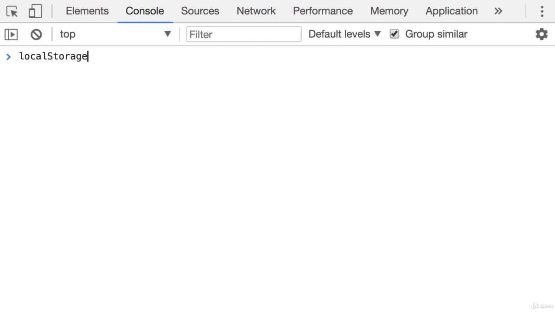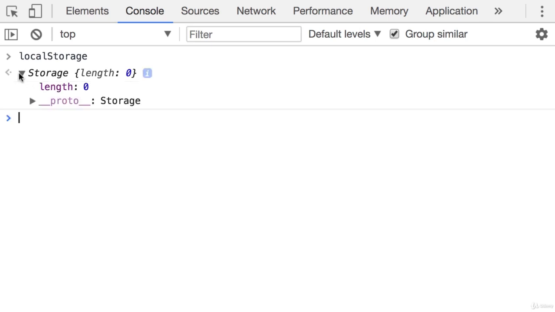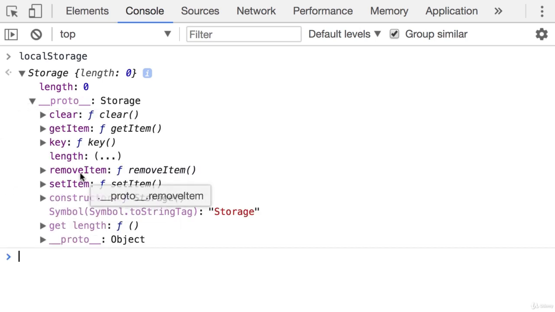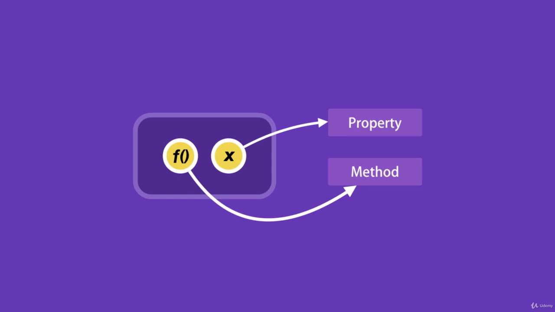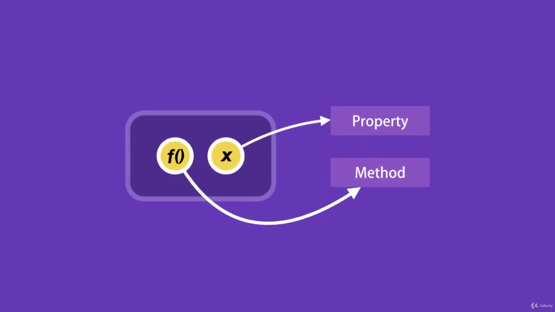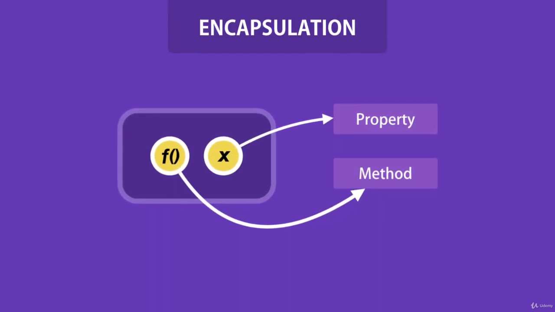Now you might say, but Mosh, we don't have cars in our programs. Give me a real programming example. Okay, think of the local storage object in your browsers. Every browser has a local storage object that allows you to store data locally. This local storage object has a property like length, which returns the number of objects in the storage, and methods like setItem and removeItem. So in object-oriented programming, we group related variables and functions that operate on them into objects. And this is what we call encapsulation.